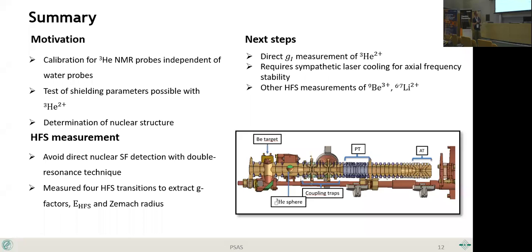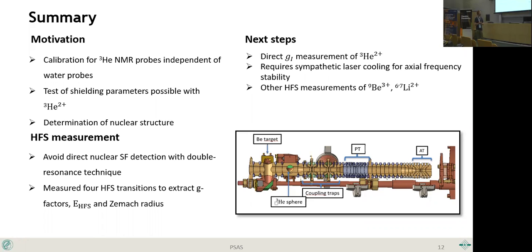And now quickly, the next steps. I mean, we still want to do this direct measurement. For this, we have to improve our setup quite significantly. Namely, we need to increase our frequency stability in the analysis trap. This is essentially what Barbara was talking about. So you need a low temperature. So we are also working on this sympathetic laser cooling.